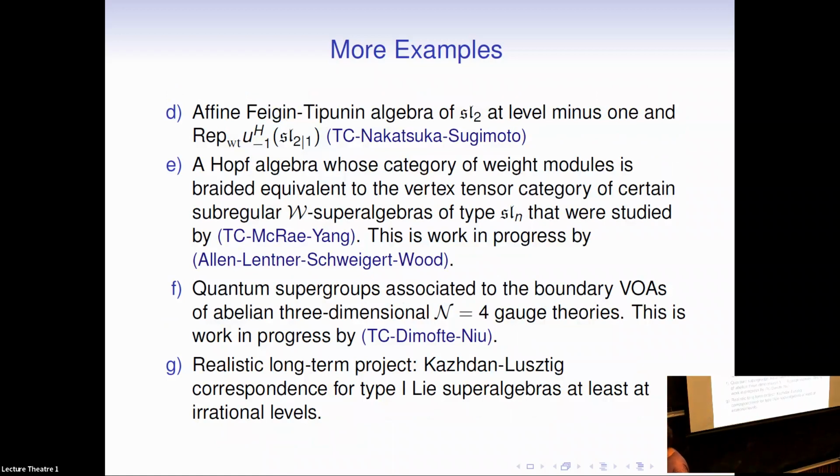And what I will focus on, I think, is the Kazhdan-Lusztig correspondence for type 1 Lie superalgebras. Type 1 allows for super nice free fields. There's a relative Wakimoto realization that is perfect for proving it. So this means it's in fact very realistic to prove that correspondence there. Yeah, very good.